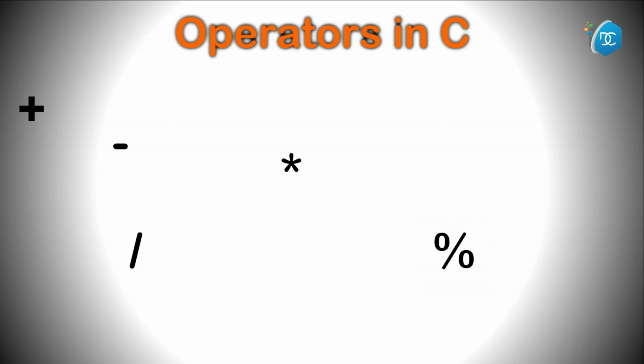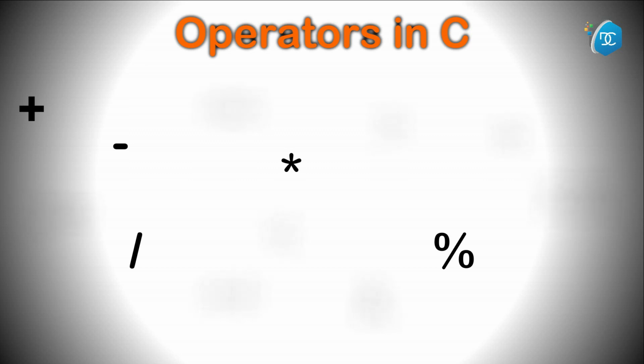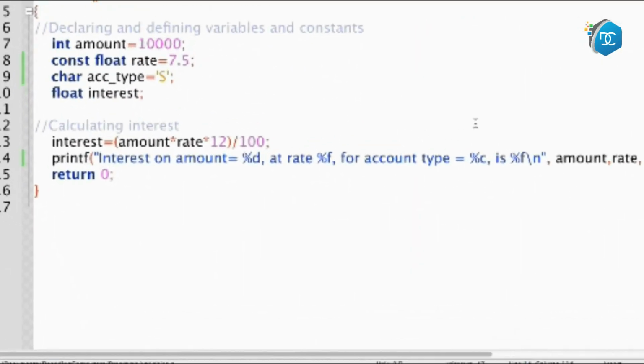Let's see the operators used in C. Plus, minus, multiplication, division, remainder or a percentage, equal to, less than, greater than, ampersand, less than equal to, greater than equal to, double ampersand, double plus, and so on. We will be using them as our program become more complex. For now, we will be using only arithmetic operators, that is plus, minus, multiplication, division and remainder.